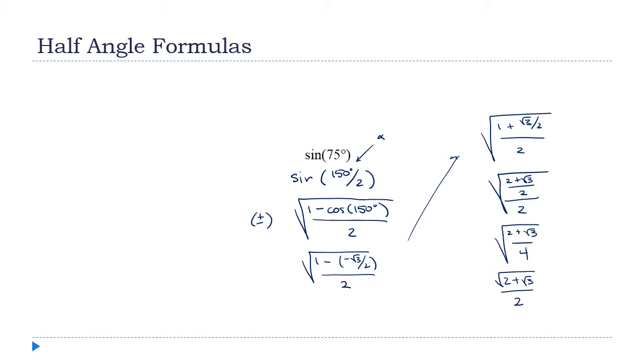And should I make that square root positive or negative? Well, I know where I want this to end up. 75 degrees is a first quadrant angle, which means the sine is going to be positive, which means I want to take the positive square root here. So that will be my final answer.